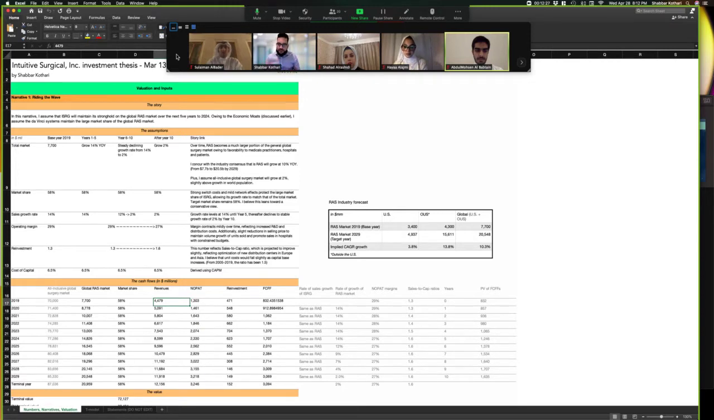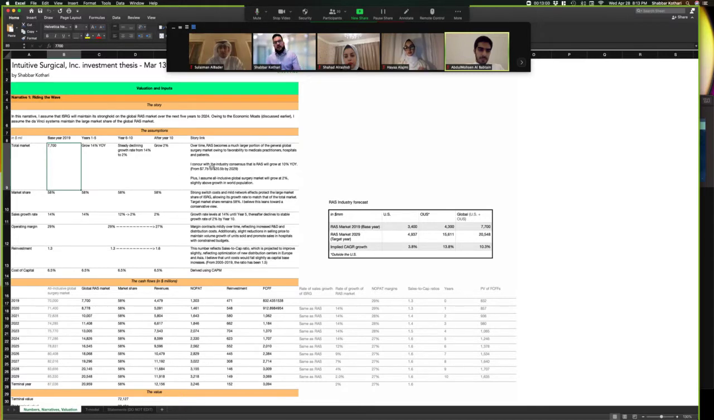I read a bunch of industry reports in order to get this estimation. I normally don't stick to one. I like to triangulate by reading more than one and see if experts more or less agree on the size of a market and also about how it's going to grow. So I discovered that as of 2019, the RAS market was $7.7 billion. You'll see that in cell B9. So I discovered that, and I took that as a given.